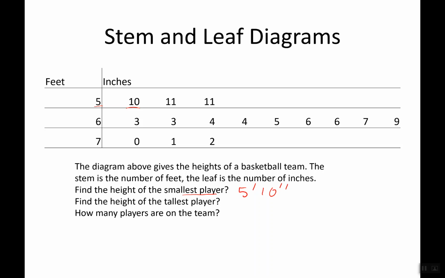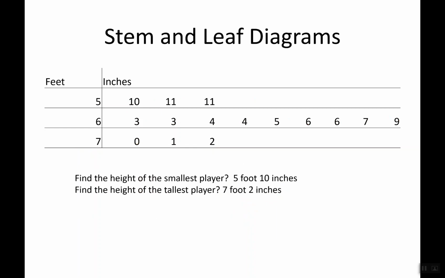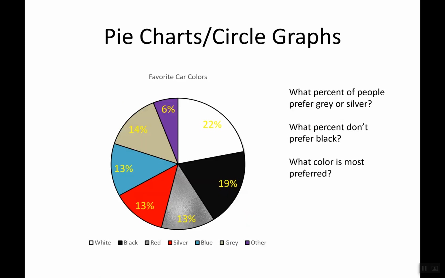And then the tallest player on the team, so I look, here's my 7, 2, so it would be 7 foot 2 inches. And then how many players are on the team? I just add up. 1, 2, 3, 4, 5, 6, 7, 8, 9, 10, 11, 12, 13, 14, 15. I have a total of 15 players, which is what this one will say too. It's written a little nicer in case you want to see it typed instead of in my handwriting.